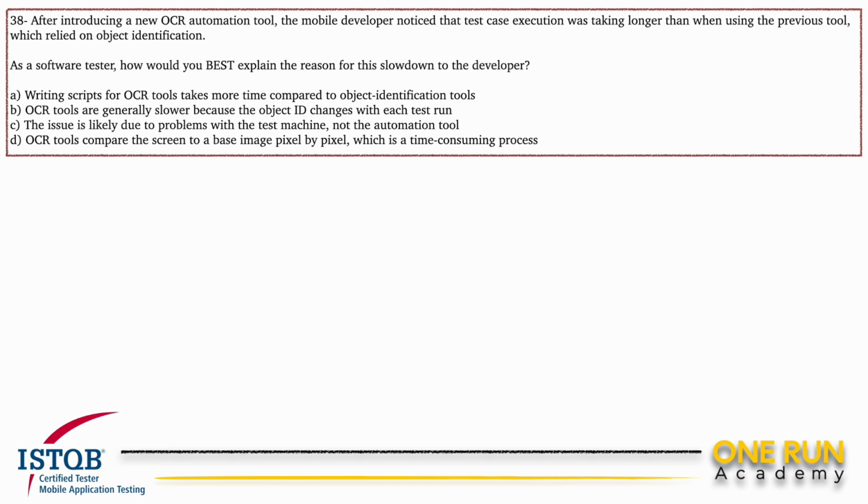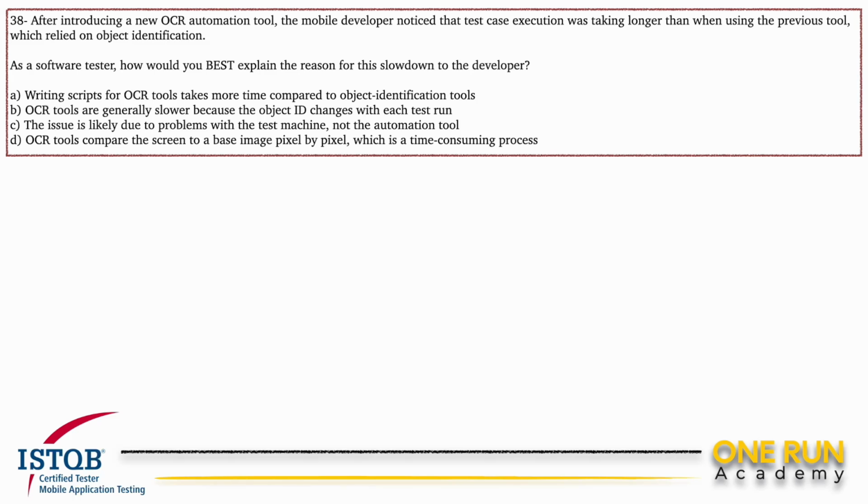Great. In this scenario, you're dealing with a situation where the new OCR automation tool is causing longer test execution times compared to the previous tool, which was based on object identification. The developer has noticed the slowdown, and as a tester, your job is to explain why the tests are now running slower. The goal here is to identify the most accurate technical explanation for this slowdown from the following options. A. Writing scripts for OCR tools takes more time compared to object identification tools.